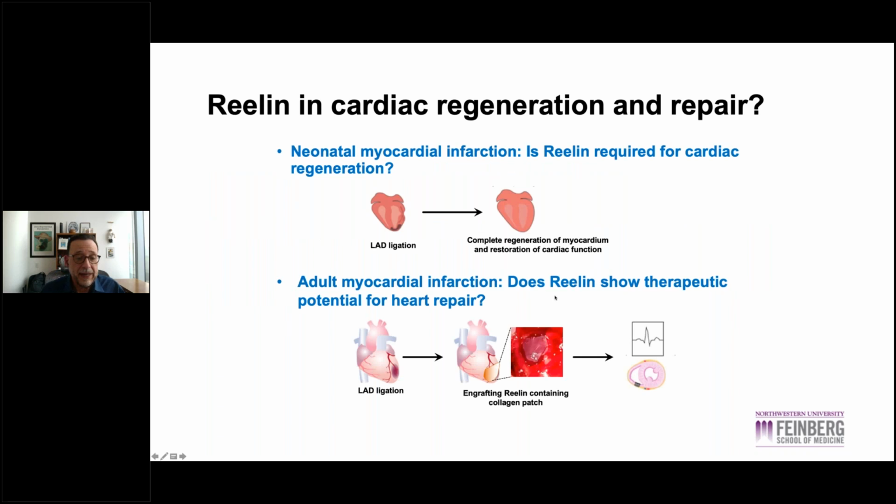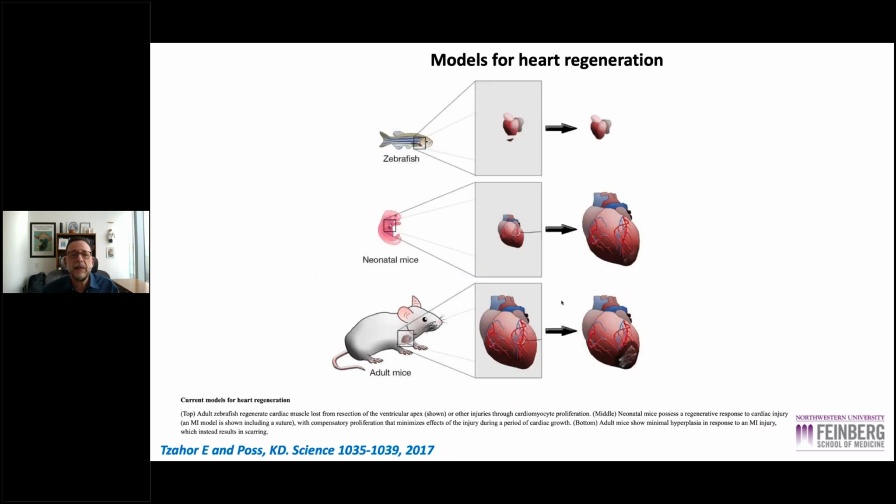So all this is great. Now, I told you that lymphatics have been shown to play major roles in cardiac diseases. So the idea was to see what happens during regeneration and repair. Does reelin do something? And just to summarize what is known about cardiac regeneration, we know zebrafish regenerate quite well.